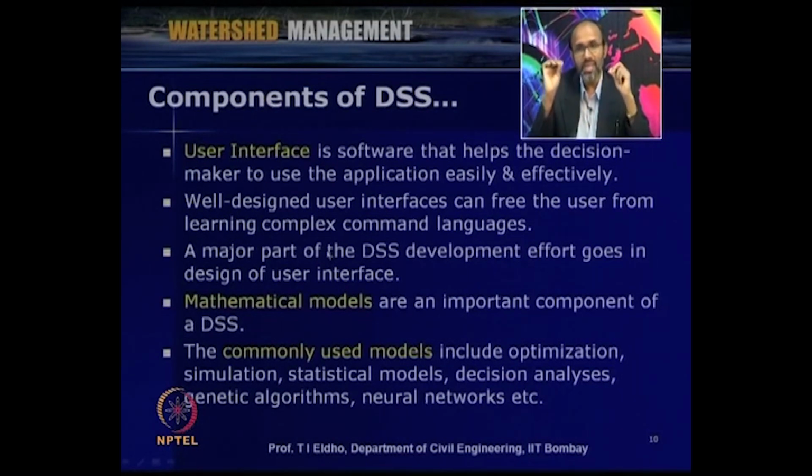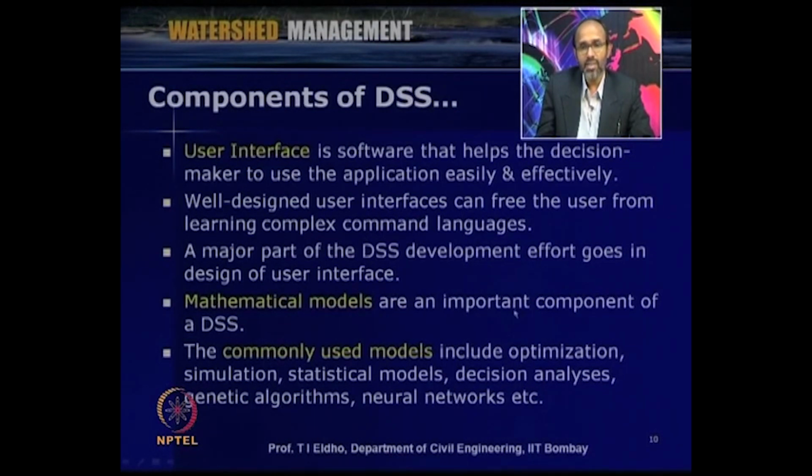This word appropriate is very important. Depending upon the problem, we have to design the DSS interface. The various questions and various outputs should all be there within the interface, so that the data input can be given easily, the output can be taken easily, and the decision maker can easily understand the system. And then another important component of the DSS is the mathematical models.